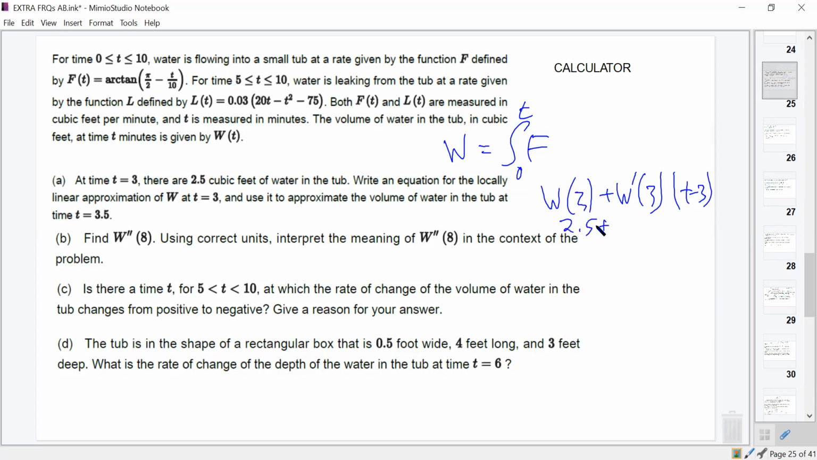W prime of 3, which should just be, since W is this, W prime is just F. So W prime of 3 ought to just be F of 3, which I don't know the value of, but you can find it. And then 3.5 minus 3, since we're approximating it at 3.5. So whatever this comes out to be would be your answer for part A. Does that make sense to everyone?